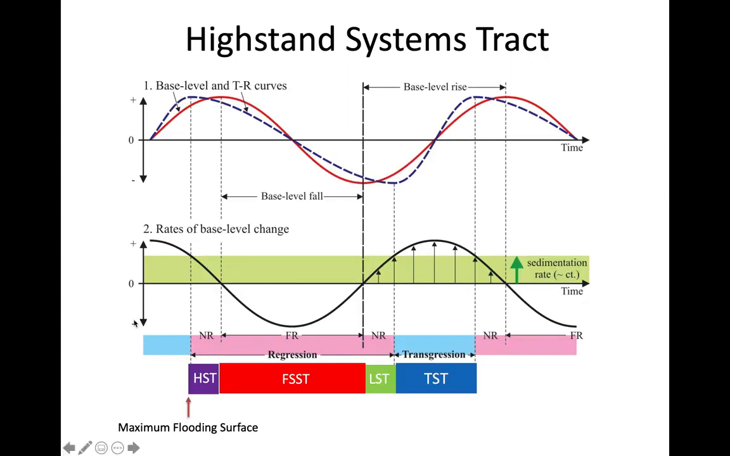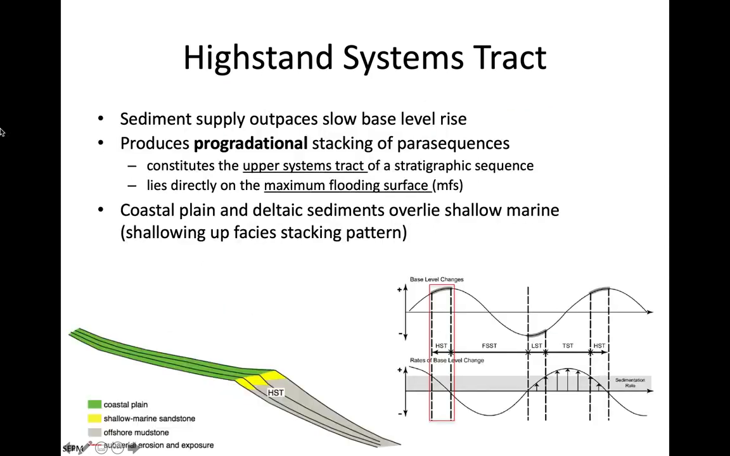High stand systems tract. It is going to start here with our maximum flooding surface. After this, base level will start to fall. Here we have it, the high stand systems tract right here. We can see the rates of base level change. At this point, we are still positive. Okay, sedimentation. So sediment supply is going to start to outpace base level rise. All right, which means at this point, we're going to start prograding the coastline. The coastline's moving out. We're going to start moving into the regression.